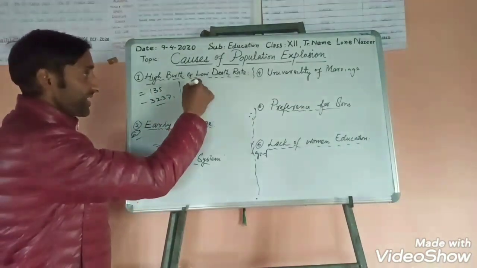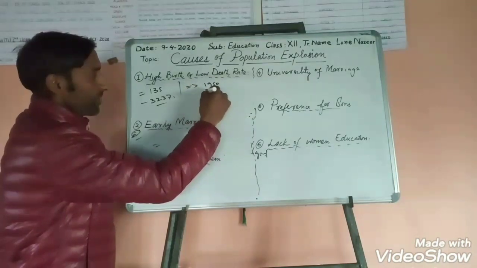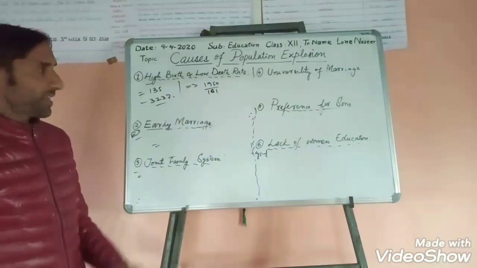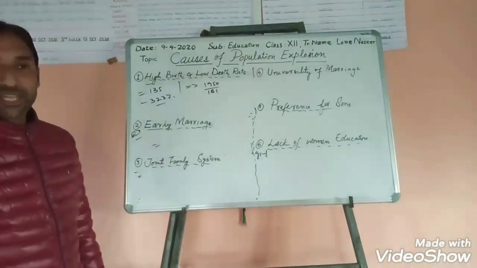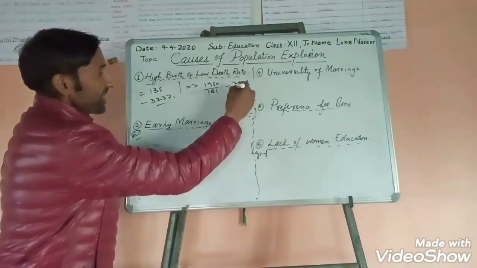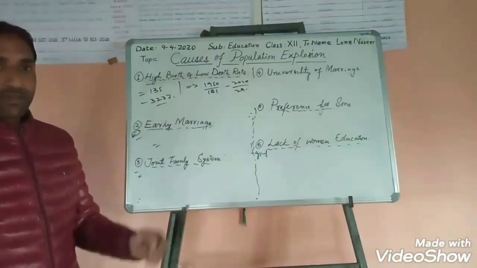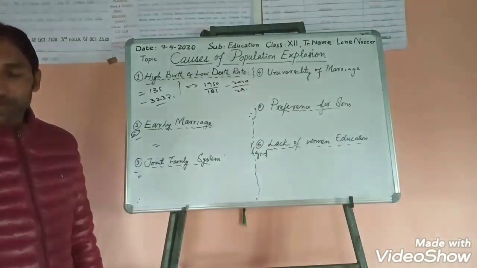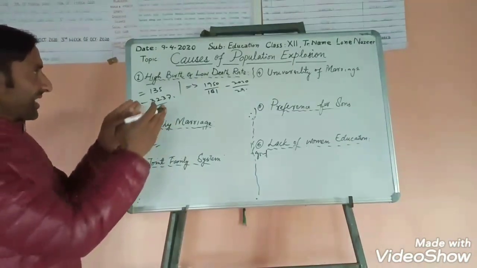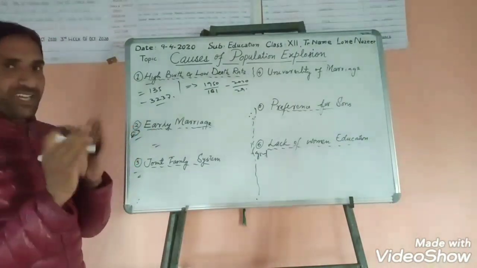The infant mortality rate in 1950 was 181 babies died per 1,000 babies at the time of birth, and in 2020 only 29 babies die per 1,000 babies at the time of birth. So this shows us that there is a gap between birth rate and death rate.